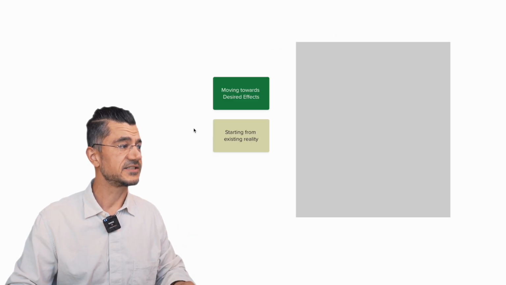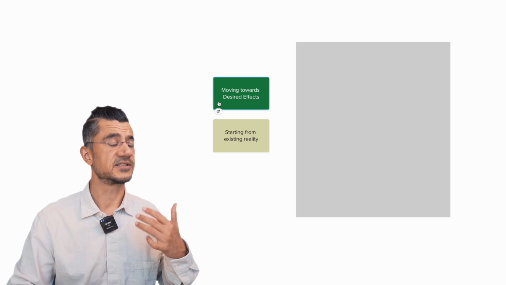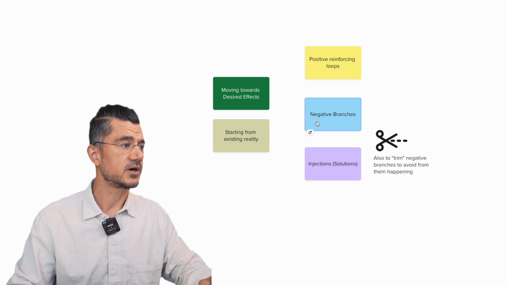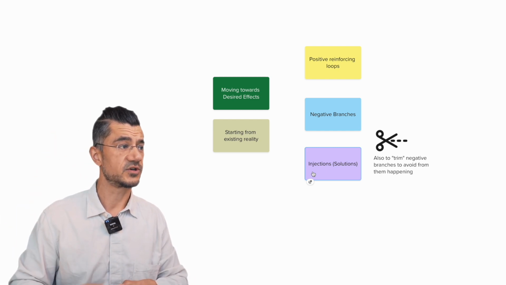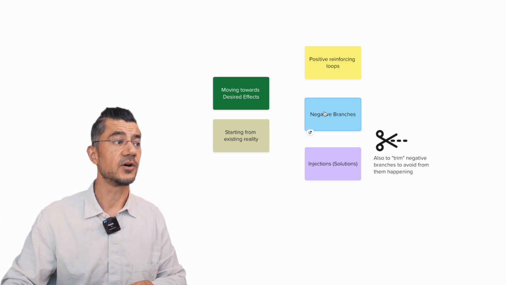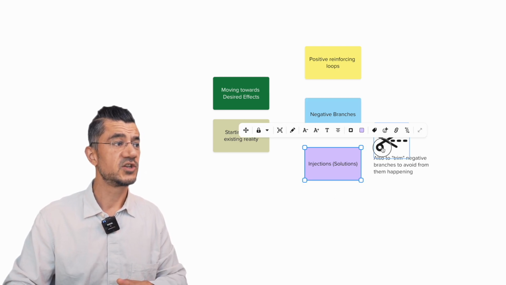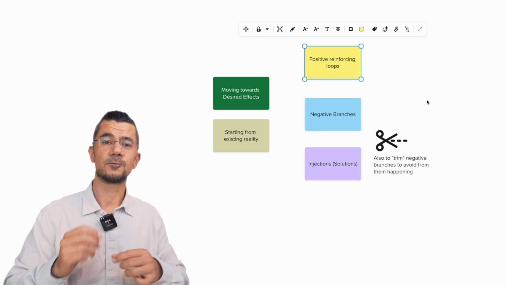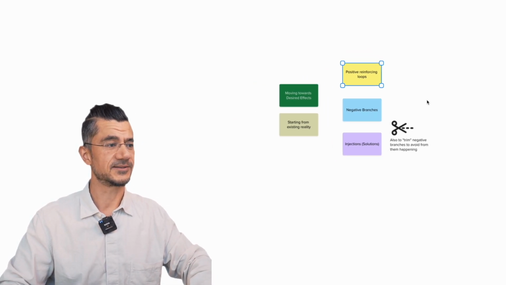Now, you basically list out where you are right now, your existing reality, and then also the desired effect, the outcome you want to have. And in that process, you are working on finding injections or solutions that help you build towards the future that you want, as well as discovering all the negative branches. And also, again, using injections or solutions to trim those negative branches, and ideally ending with figuring out different ways of building in positive reinforcing loops to make the whole thing work better and smoother.